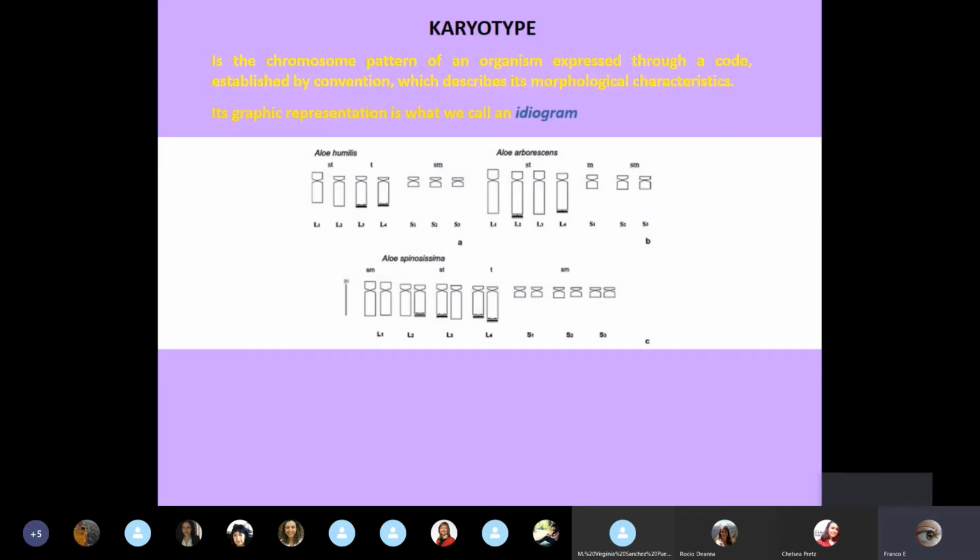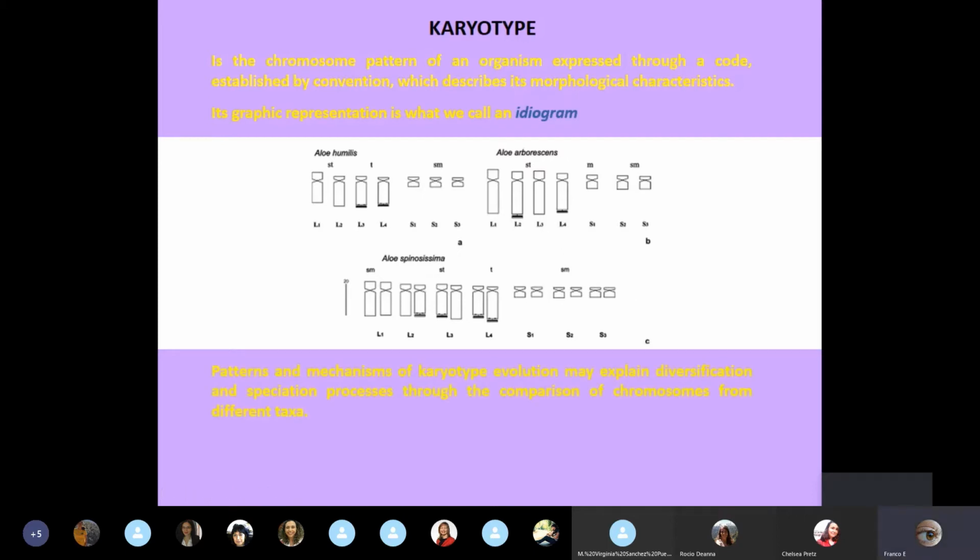So karyotype is the chromosome pattern of an organism expressed through a code established by convention which describes its morphological characteristics. Its graphic representation is what we call an ideogram. Here we have as an example ideograms of Aloe. You know, the Aloaceae family is characterized by bimodal karyotypes, meaning that in the same chromosome complement, we have 2 sets of different chromosomes, large chromosomes and small chromosomes.